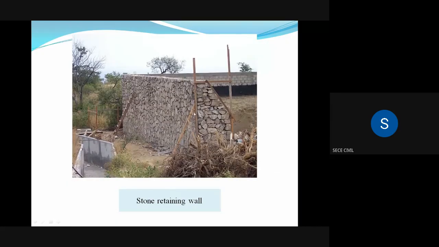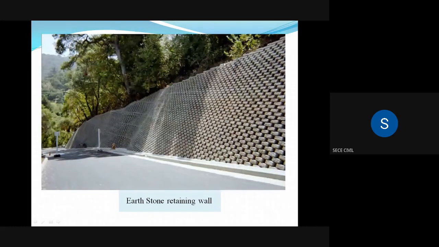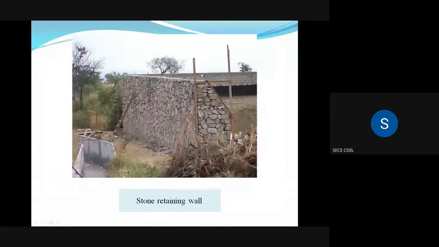This is also a stone retaining wall. It retains an artificial landfill. The previous one was a natural landfill, but this one is a man-made landfill. So for this we are using a retaining wall to retain this landfill.